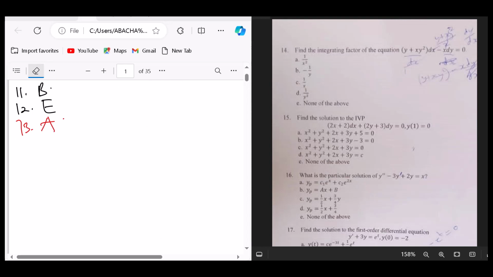Okay, so let's look at question 14 of our solution set to the ordinary differential equations. Question 14 says, find the integrating factor of the equation y plus xy squared, all that dx minus x dy equals 0. And so we have y plus xy squared dx minus x dy all equals 0.